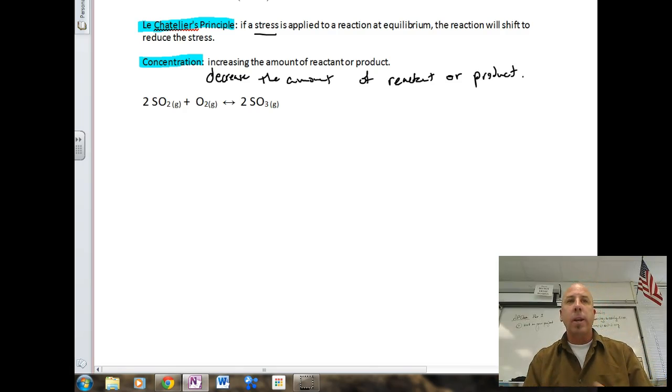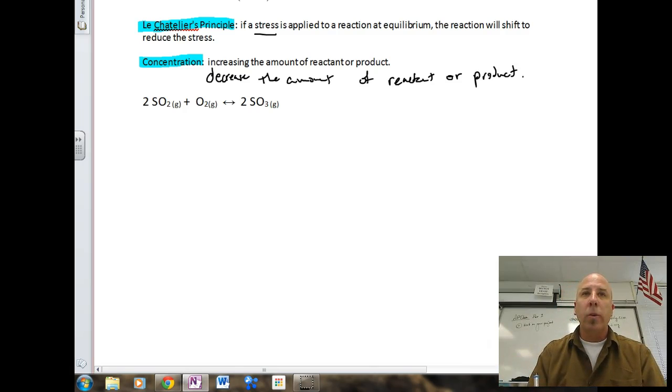So let's say in this container we have come to equilibrium, and then we're going to apply our stress. Let's say the first stress that we're going to apply is we are going to remove some of the SO3 gas. We're going to remove it.